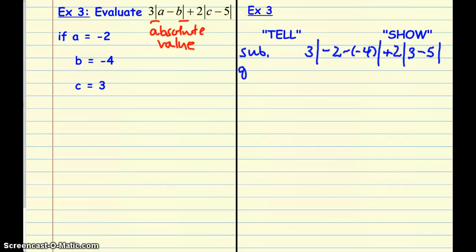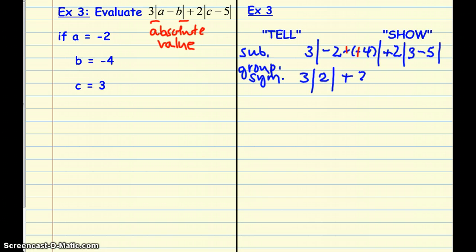We need to know that absolute value is a grouping symbol. So we're going to do what's inside each of those absolute values first. And the only thing to do inside this first one is the subtraction. There aren't any exponents, there's no multiplying and dividing. And what's the rule for subtracting a negative? It's the same as adding a positive. And so negative 2 plus positive 4 is positive 2.